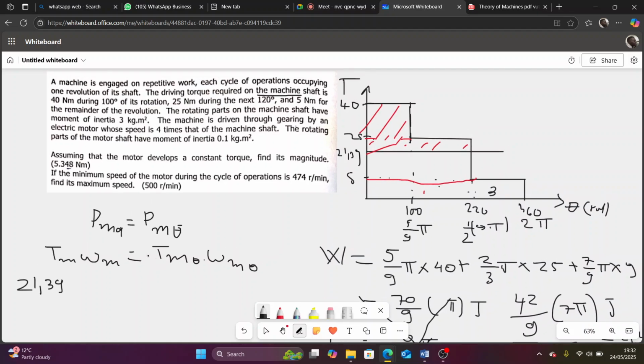What is W of the motor? W of the motor, okay, it is not given, but if you read here, what did they say? They said the machine is driven through gearing by an electric motor whose speed is 4 times than the one of the machine. They say the speed of the motor is 4 times the speed of the machine. Do you see it?